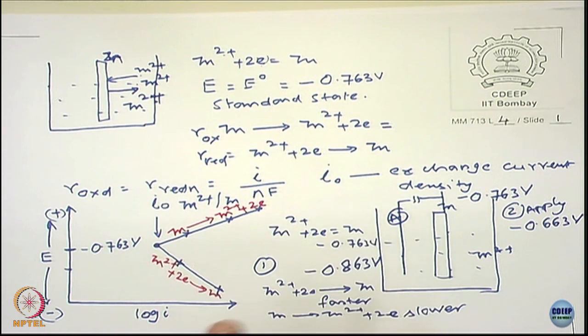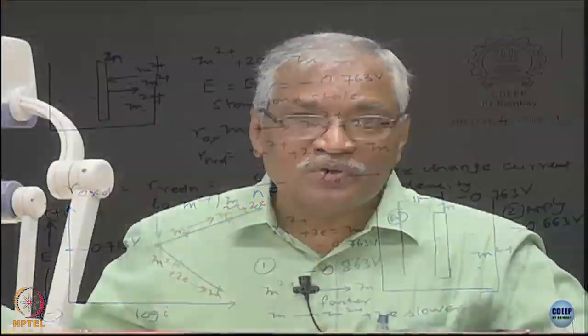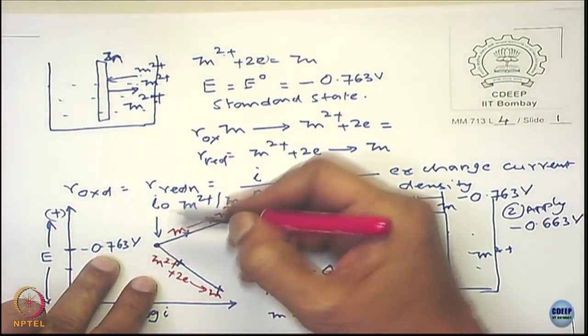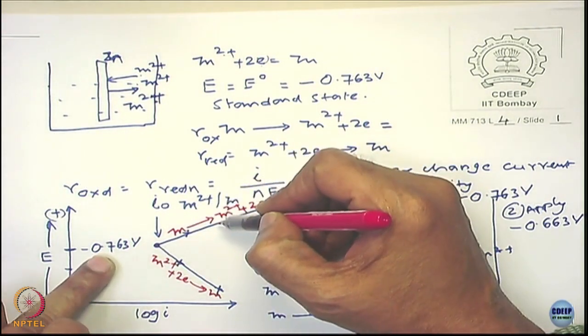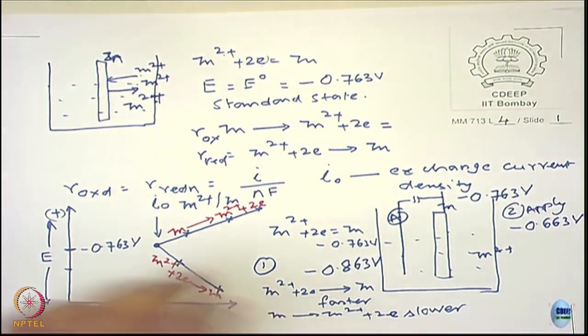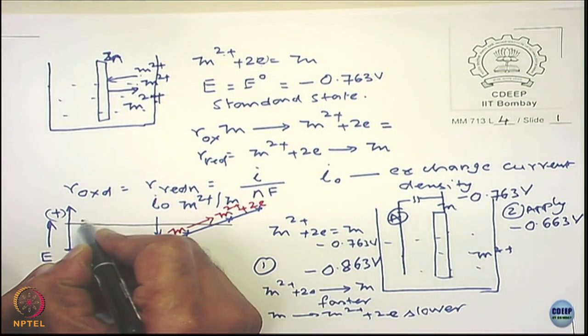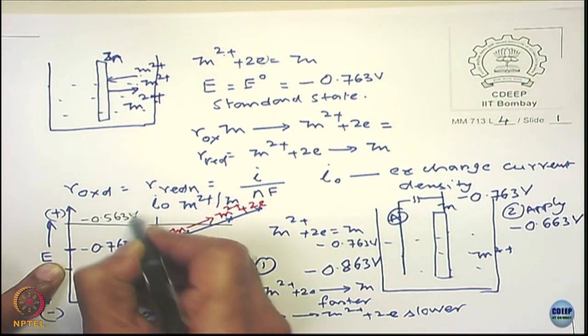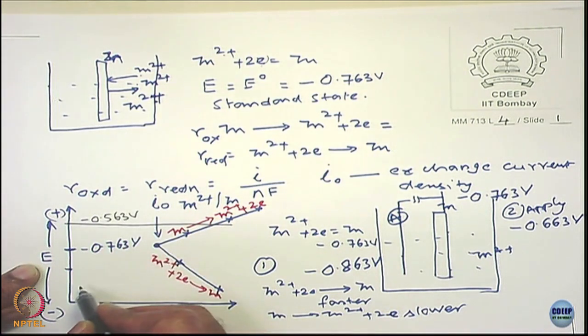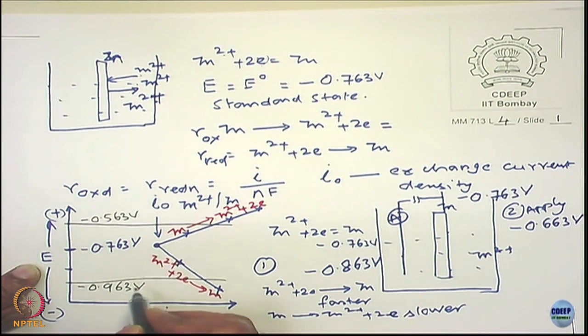Please understand, if you understand this, you understood corrosion fully, you will have no problems in understanding the electrochemical corrosion process at all. This is basic. Please see here, why I am saying it is important. I have started with a potential of minus 0.763, I moved to a value, let us say minus 0.56, and then to a value, let us say minus 0.963. I am just giving some arbitrary values, do not worry about it, okay.